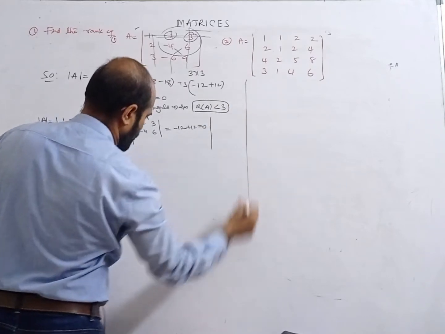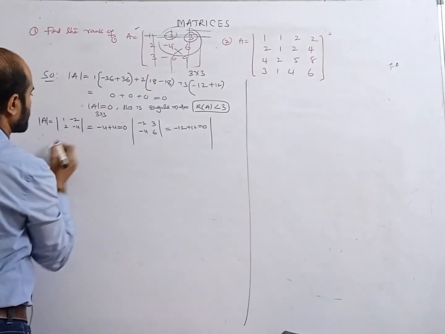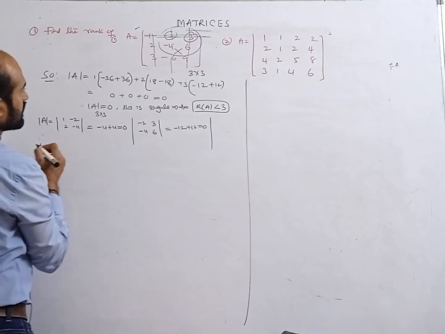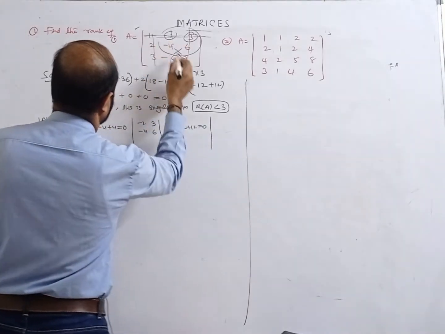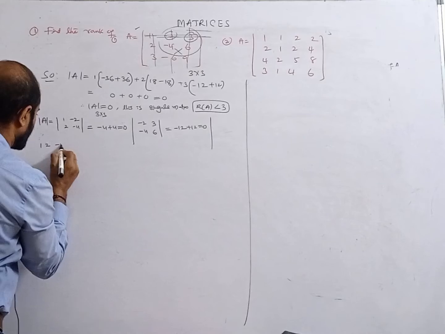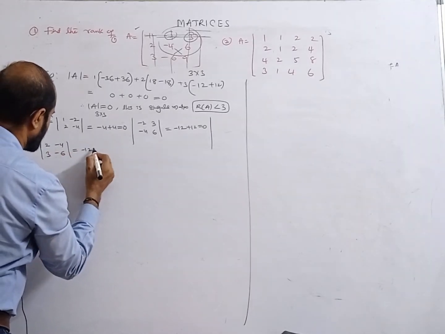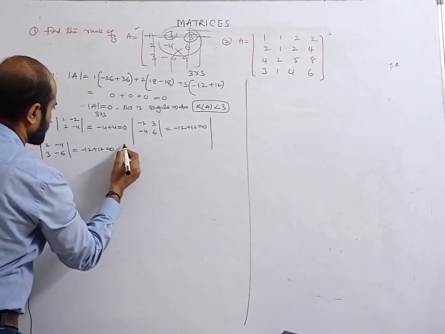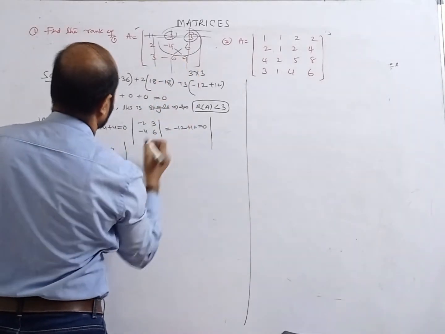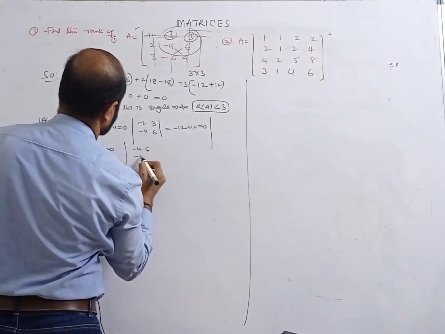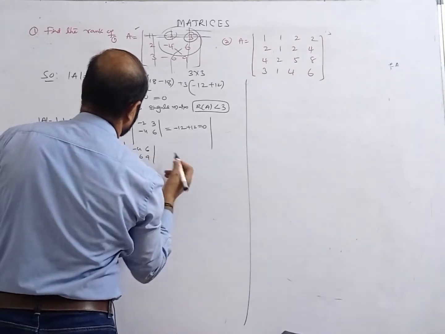Take one more. What is that? [2, -4; 3, -6]. So what is this? Minus 12 plus 12, this is also 0. Next one more, [-4, 6; -6, 9]. What is this?